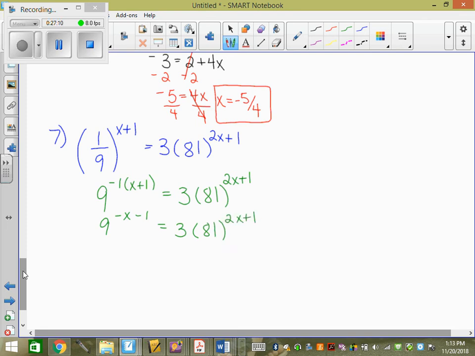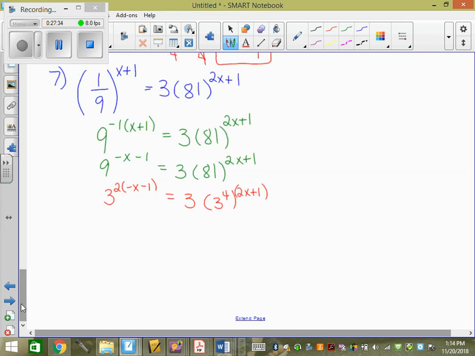I told you can make them all be base 3. So we can go 3 to the 2. Next error could be not distributing the 2 in, right? And then 81 is 3 to the 4, the 2x plus 1. And not distributing the 4 in and getting an answer, right? But that's not actually where I think the common error is going to happen. I don't think you're going to mess up here, and I don't think you're going to mess up here. I think you're going to mess up in the next step.